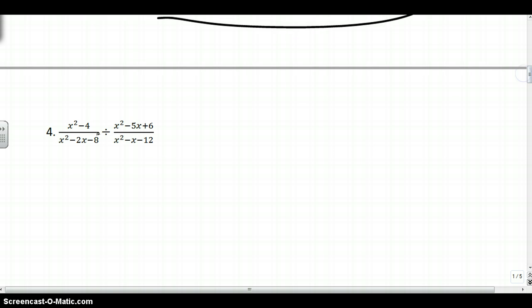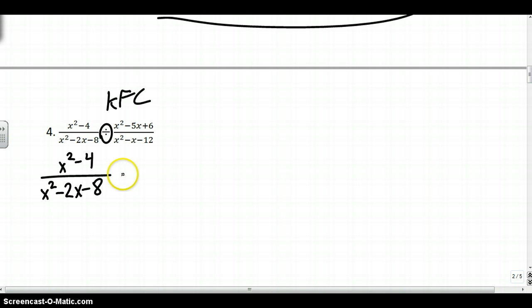Number 4 is division. Once again, we're flipping. So I see division, I think KFC. Keep, flip, change. So we're going to have x squared minus 4 over x squared minus 2x minus 8. Change it to multiplication and flip the second fraction.